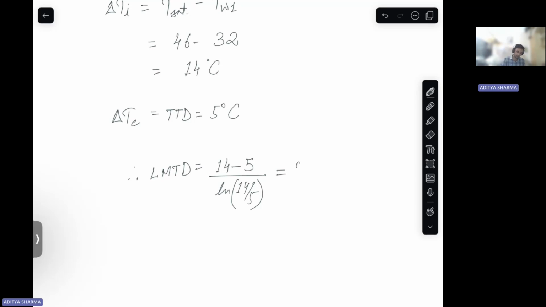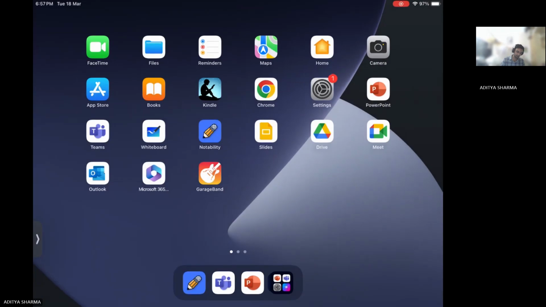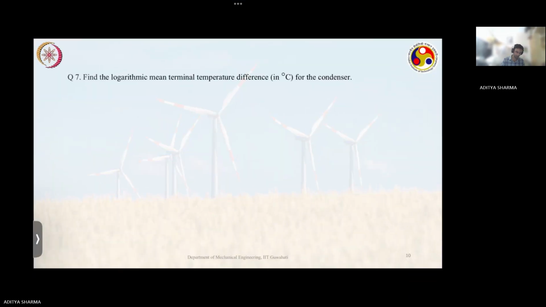So I'm getting a value of 8.74 degrees Celsius. If you are getting something else, please comment it down in the comment box. So this was question number 7. Okay, 8.74 degrees Celsius.